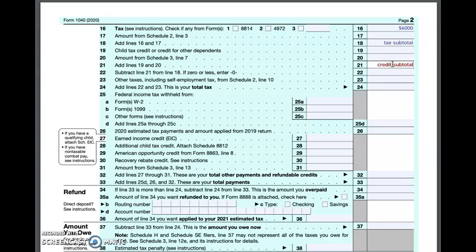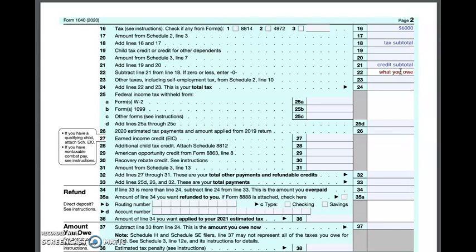Now, what they want you to do is subtract line 21, your credits, from your total. So basically, this would be the same as owing some money and then having some coupons. You owe some tax and then you've got some credits. So essentially, once you do that, it'll sort of say, okay, so far, this is what you owe.